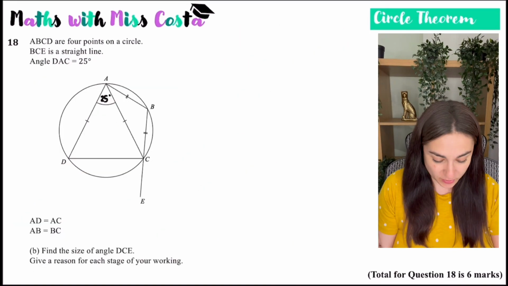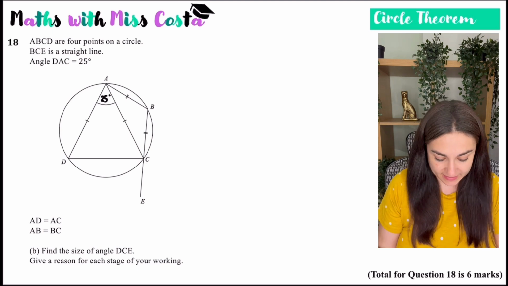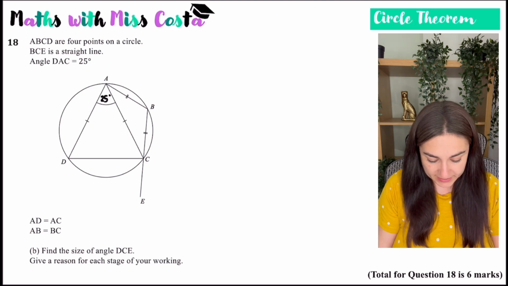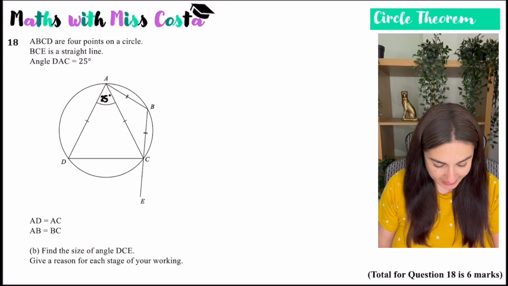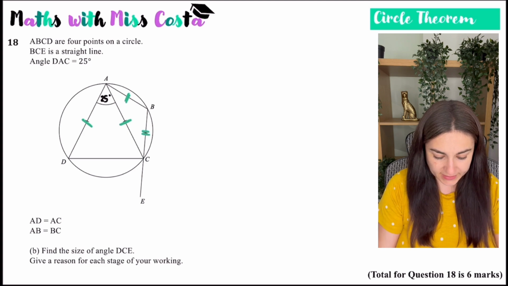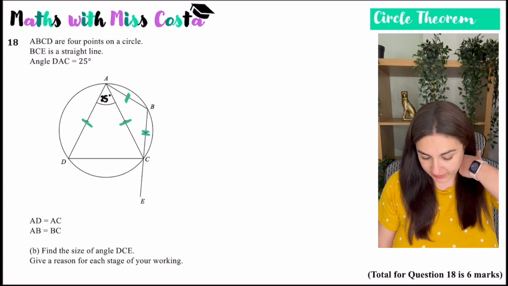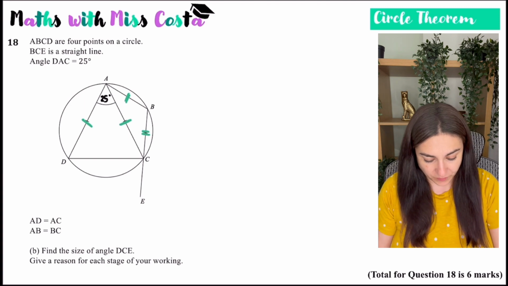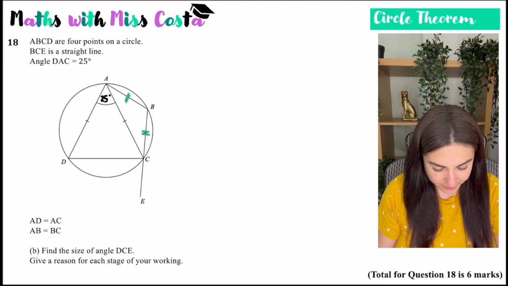So here's another circle theorem. ABCD are 4 points on the circle. BCE is a straight line. Angle DAC is 25 degrees. And then we know that these two sides are the same, as are these two. So I know that they're going to form isosceles triangles. Okay, so what can I do first?